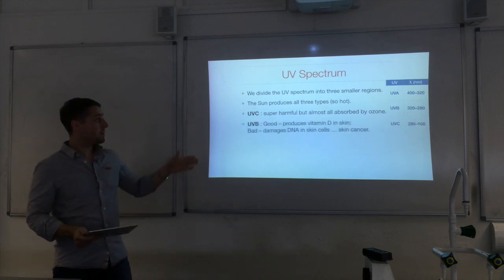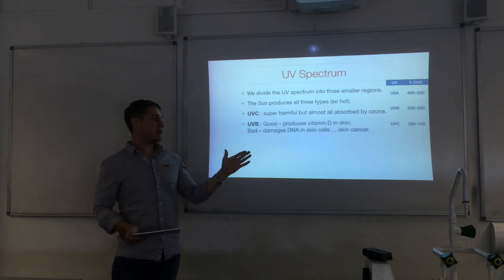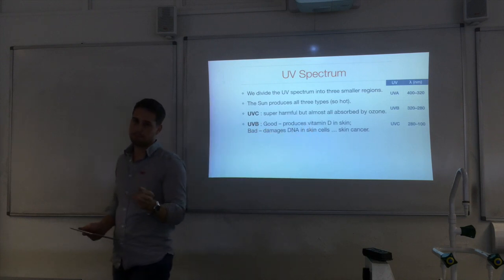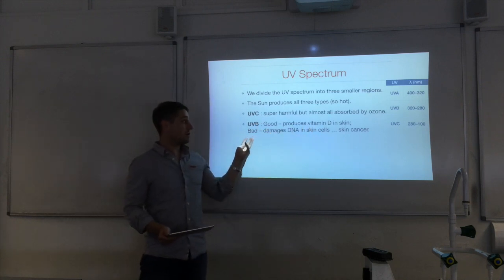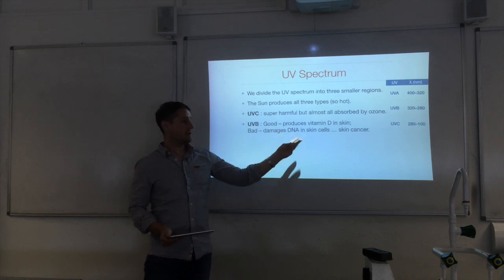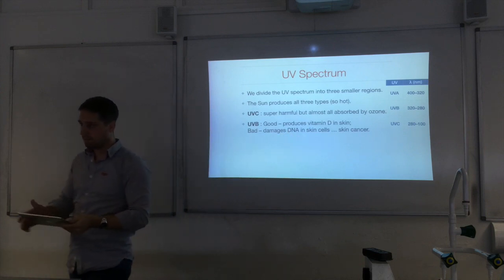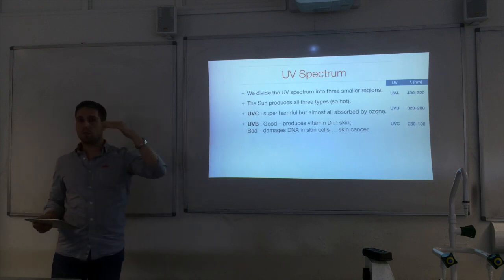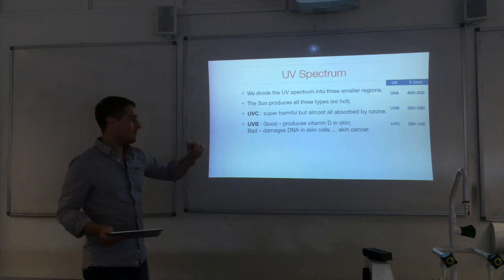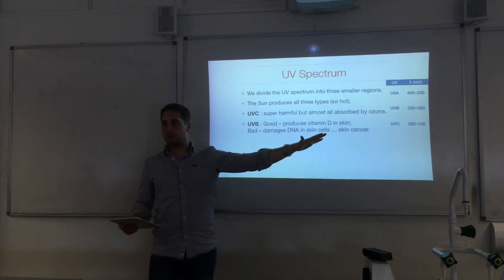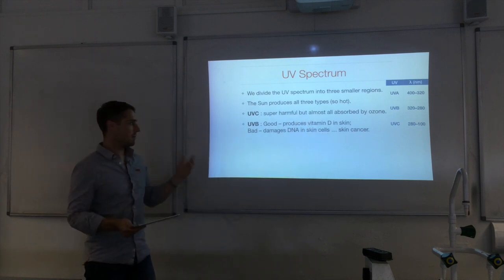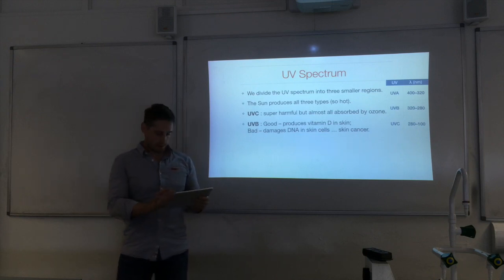Then UVB, it has a good feature. That's the UV radiation that produces vitamin D on the skin. It's bad also because it damages DNA in skin cells, which can lead to skin cancer. So UVB does that. Some of that does get through to ground level. That's necessary though because we need that vitamin D. Okay, sunlight is usually the main way you get vitamin D.